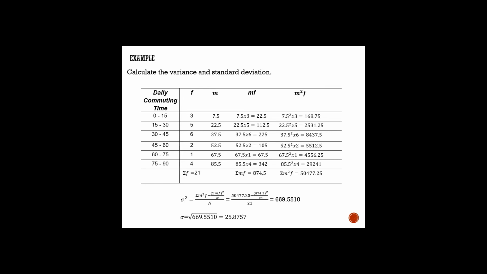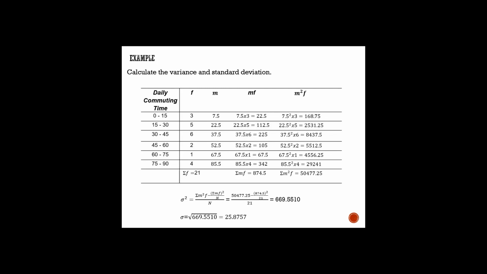Now, I've given you an example here, and I've actually worked out all the numbers and given you the details so that if you're trying to get back to it, you can always go to page 22. You have this chart on the bottom, and you can see how to calculate the variance and the standard deviation for grouped data. The groups are the daily commuting times in this data, and it goes from 0 to 15, 15 to 30, 30 to 45, and so on.